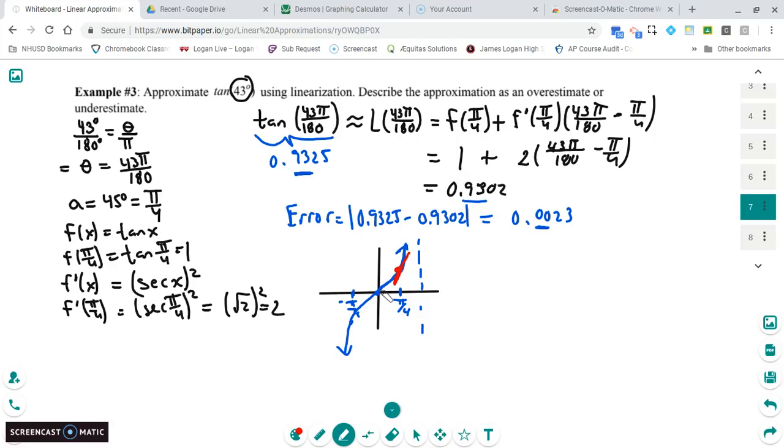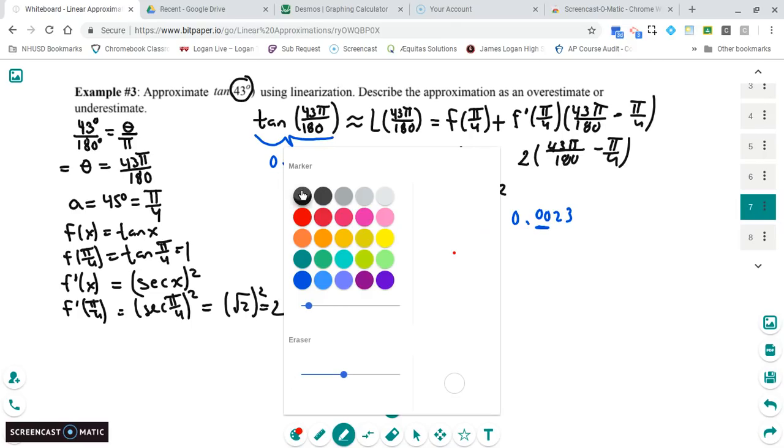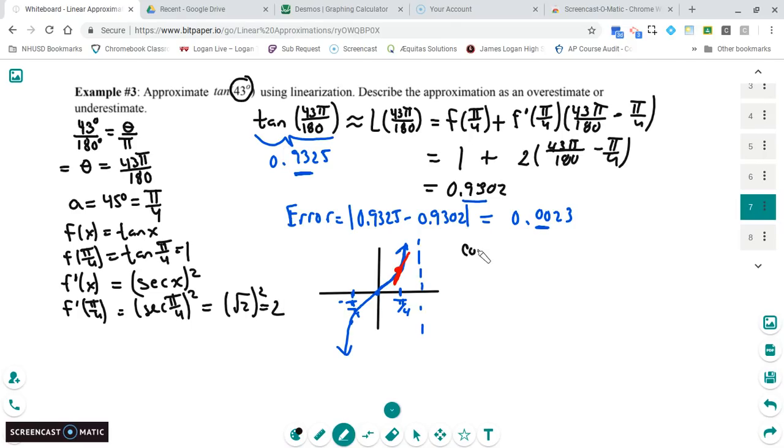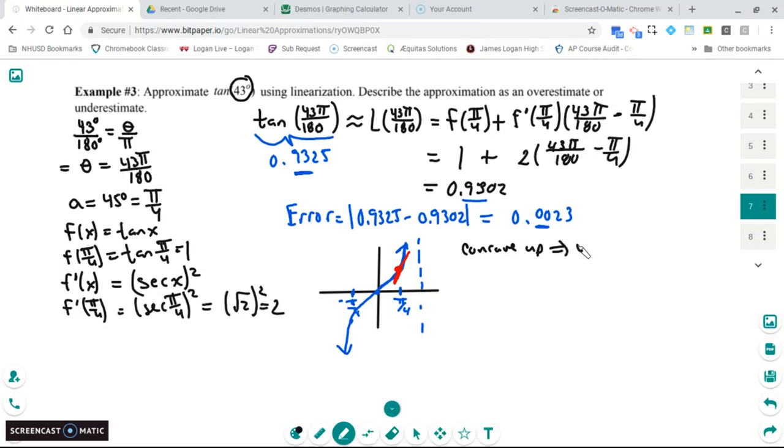And since we have that concave up shape on the right side of the y-axis, that tangent line falls below the curve. And so our estimate is an underestimate. So concave up in the region that we're looking at. The other side is concave down, but this turns to concave up. And so that implies that we have an underestimate from our linear approximation.